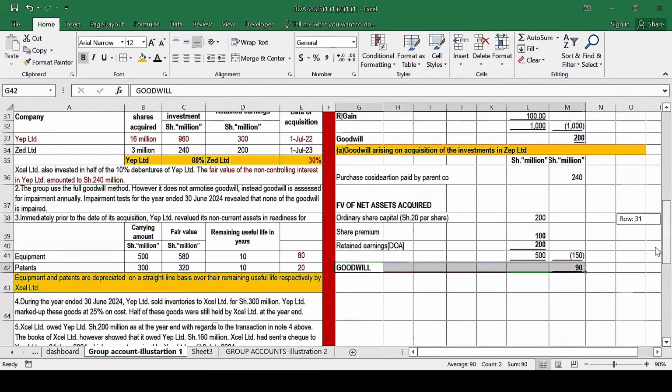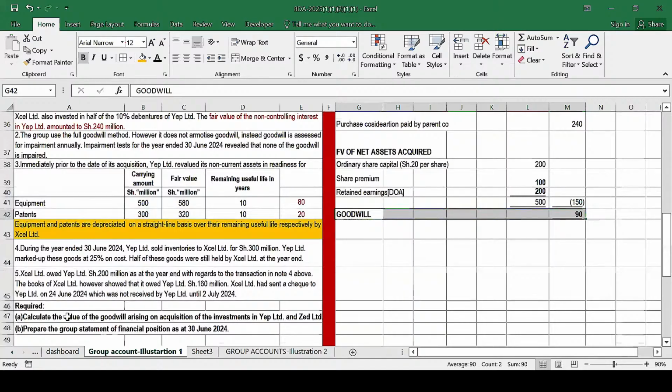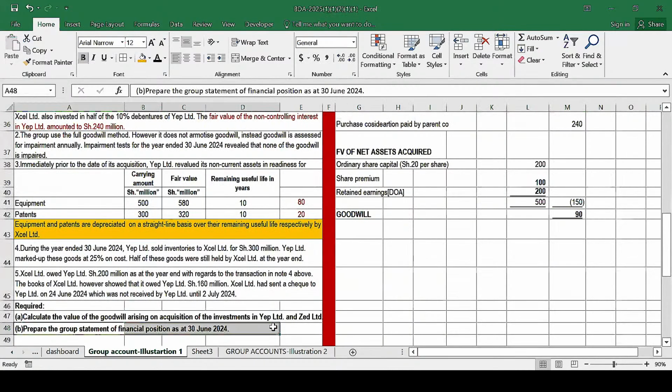So we are done with that. I think we are done with part A. We have managed to compute the goodwill on acquisition. Then basically what we need to do here is to finalize by preparing what is required in part B of the question.